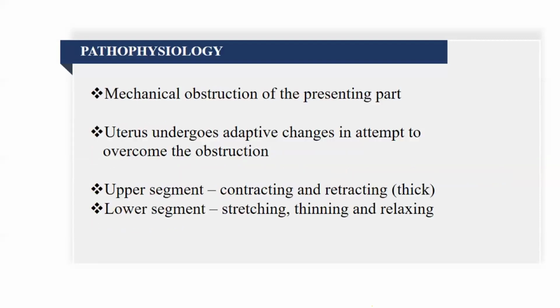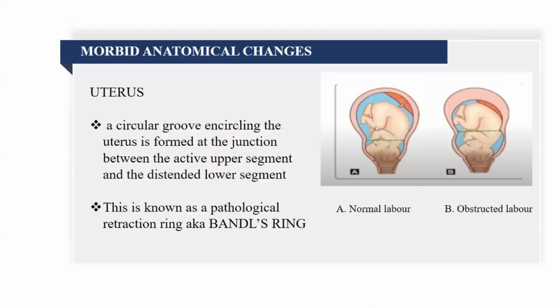So the pathophysiology: typically, there's a mechanical obstruction at the presenting part. The uterus undergoes adaptive changes in an attempt to overcome the obstruction. This is evidenced by contraction and retraction of the upper segment of the uterus, and then thinning out, stretching and relaxation of the lower segment. As this goes on for some time, a circular groove forms at the junction between the active upper part and the distended lower segment of the uterus.